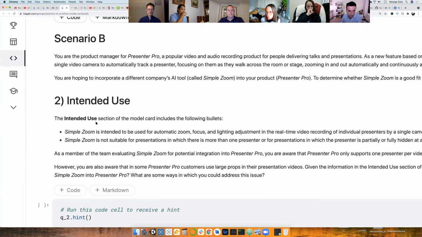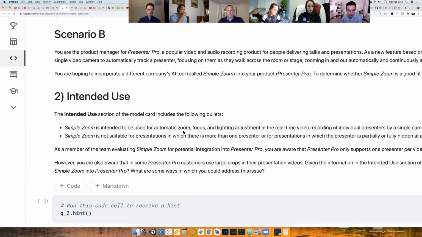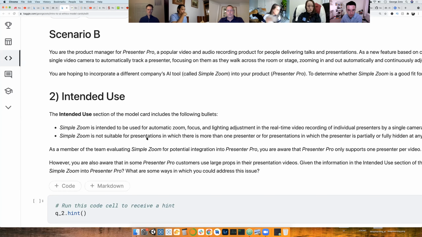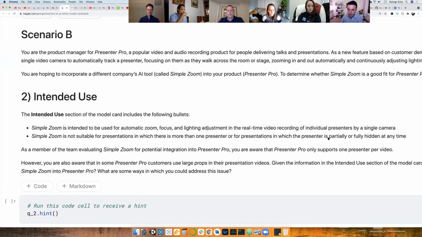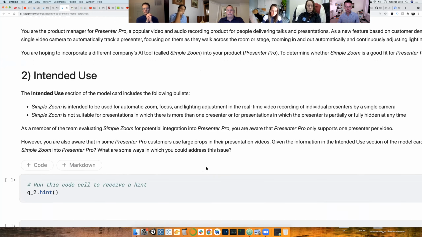So let's look at it. The Simple Zoom, under intended use, says that it's intended for automatic zoom, focus, and lighting, and is not suitable for presentations in which there's more than one presenter, or in cases where the presenter is partially or fully hidden at any time. So basically, Simple Zoom developers are telling you when it works and when it doesn't work. So now if you want to incorporate this into your product, you need to be aware of that.